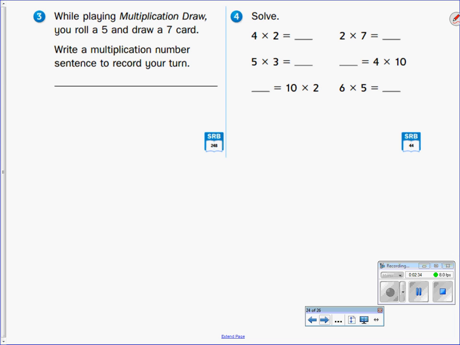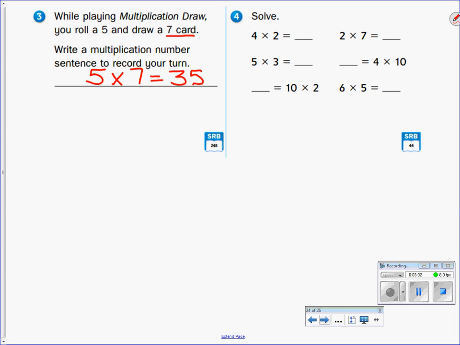Okay, so our first factor was 5 times our second factor, which is the card, which is 7, and that would equal our answer. So 5 times 7, we can just count by 5s, 5, 10, 15, 20, 25, 30, and that would get us to 35. So 5 times 7 was 35, so that would be our score.